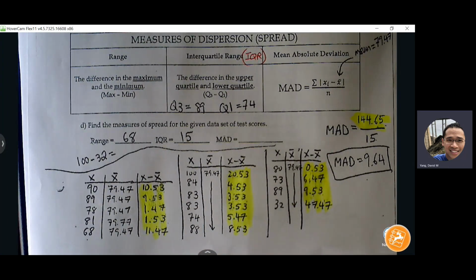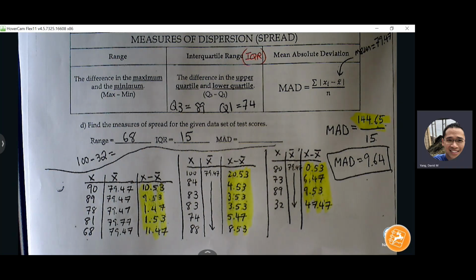So I highlighted the 15 numbers that you want to be working with, add them all together, divided by the number of terms. So on average, these scores are 9 points away from the average.